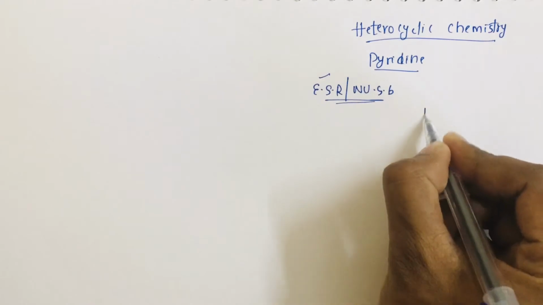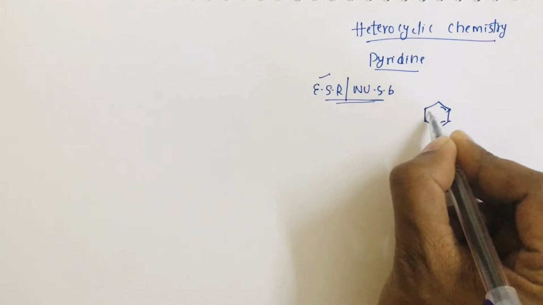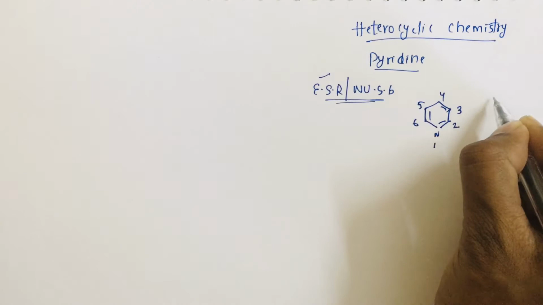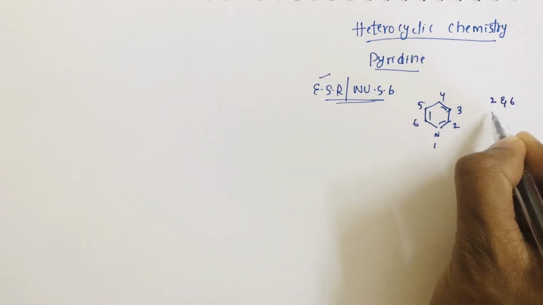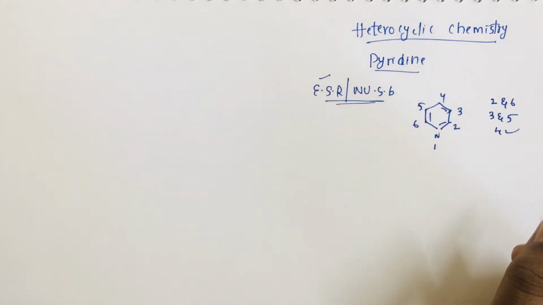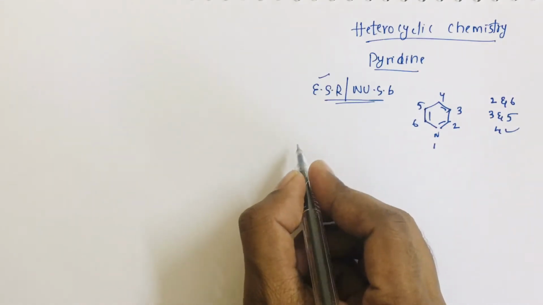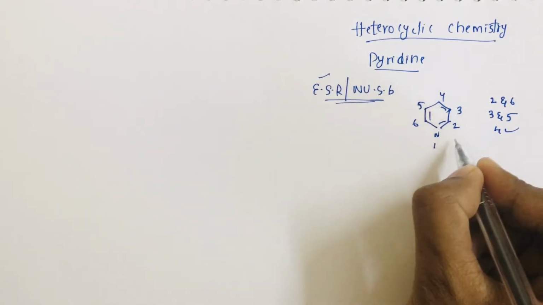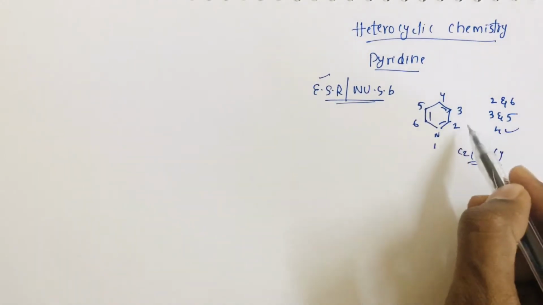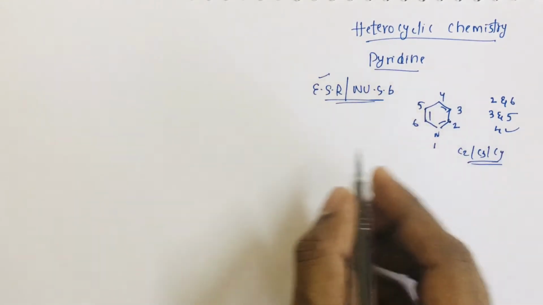In pyridine we have 5 carbons. So this will be 1, 2, 3, 4, 5, 6. The 2nd and 6th positions are the same, the 3rd and 5th positions are the same, and the 4th position is the unique position. Okay, and where does the electrophile go? First there are 3 possibilities: C2, C3 and C4. So the electrophile can attack the C2, C3 and C4 positions. Which position will be major, we'll see now.